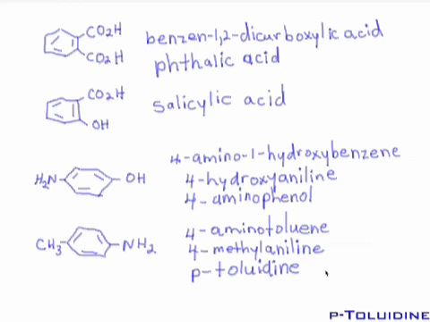Well, the first thing to note is you can no longer use ortho, meta, and para. Ortho, meta, and para is restricted to only 2 substituents. If you have a molecule that has more than 2 substituents, you must number it. Note the highest priority group gets the lowest number. So, the lowest number goes to the highest priority group.